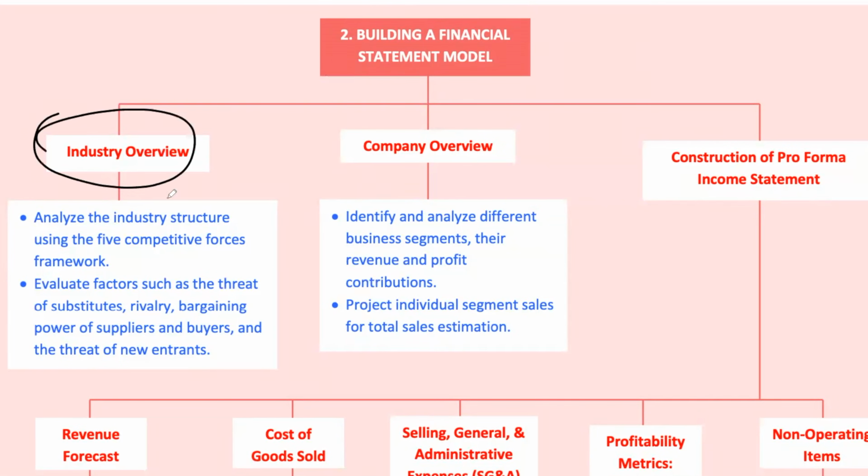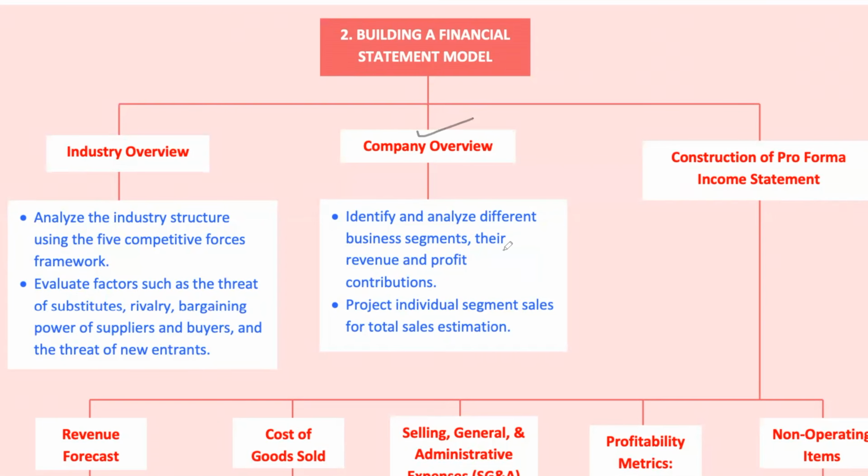It all starts with an industry overview. You have to understand the industry structure. The key here is to analyze the 5 competitive forces: the threat of substitutes, rivalry among competitors, bargaining power of suppliers and buyers, and the threat of new entrants. For example, if consumers are loyal to a brand, the threat of substitutes is low. If the market has high barriers to entry, new competitors won't be barging in. All these factors play a crucial role in your model.